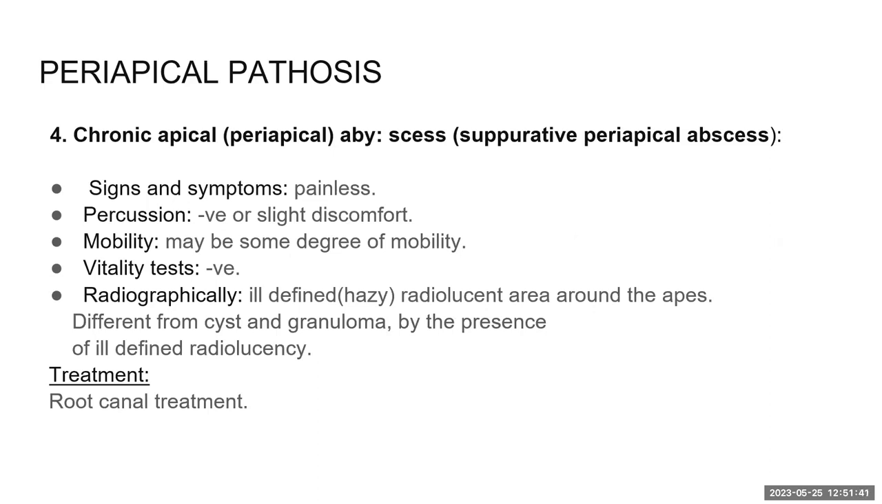Radiographically, the radiolucent area will show an ill-defined radiolucency around the apex. This will differentiate it from chronic apical periodontitis, which is a cyst and granuloma. Treatment is root canal treatment. I don't need to drain the pus because it's automatically drained through this sinus tract.